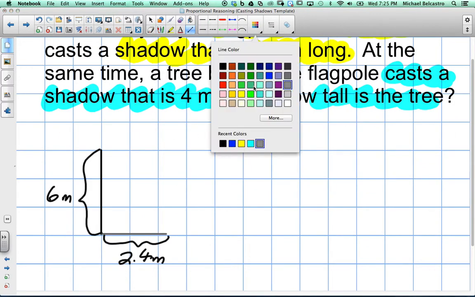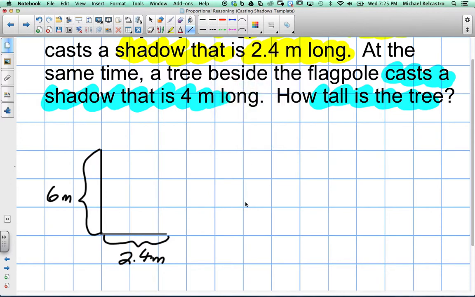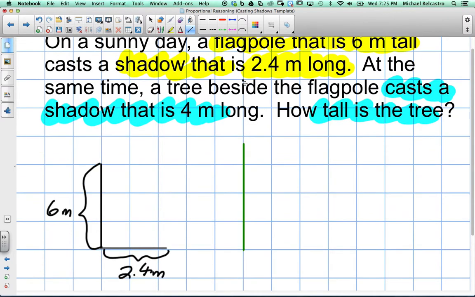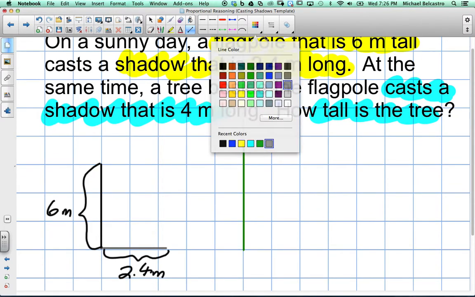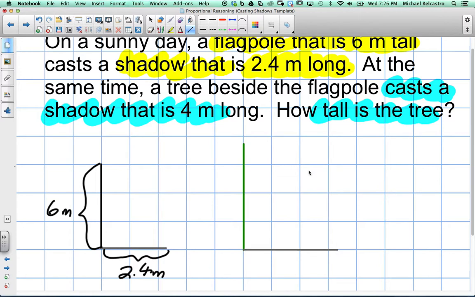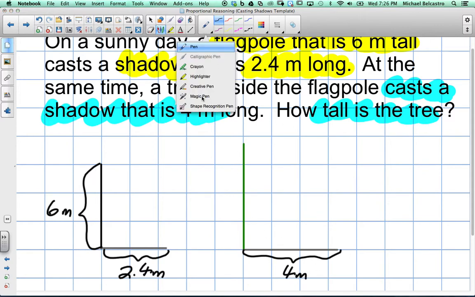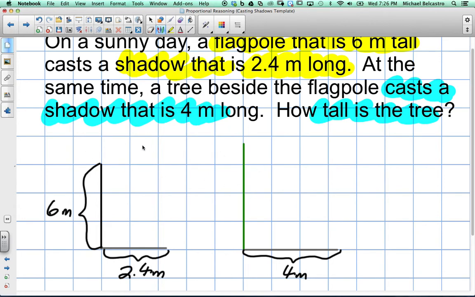It also said there is a tree. So let's draw that tree. We'll use the line again. We'll put the tree in green. And I'm going to put the tree a little taller. And the reason being is, as you're going to see in a second, the shadow of the tree is a bit longer than the shadow of the flagpole. The shadow of the tree, they said, was 4 meters long. So if the shadow is longer, then we can go on the assumption that everything else being the same, this would be taller than the flagpole, right? That way it's casting a longer shadow at that same angle.